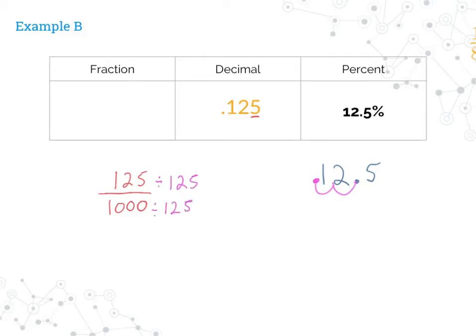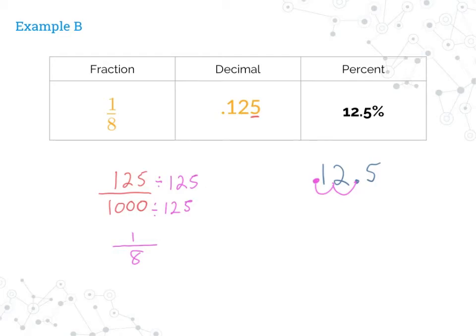So divide both the top and the bottom by 125. 125 goes into 125 one time, and 1,000 divided by 125 is 8. So my fraction is going to be 1/8. Now again, if you didn't know that you could divide by 125, that's completely understandable. You just have to pick a smaller number to divide by and keep going until you get it simplified. I know that's not the easiest thing to do, but it's better than getting the question wrong.